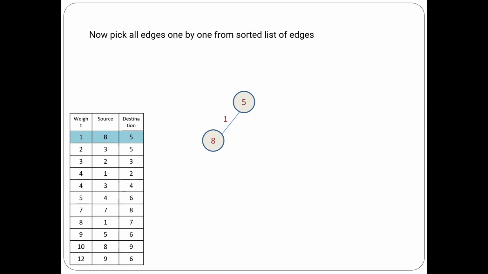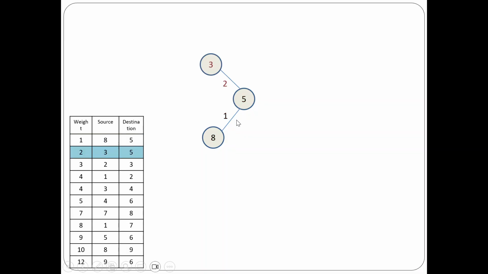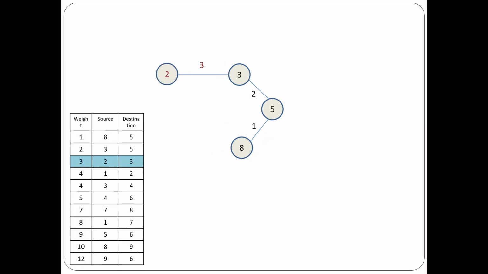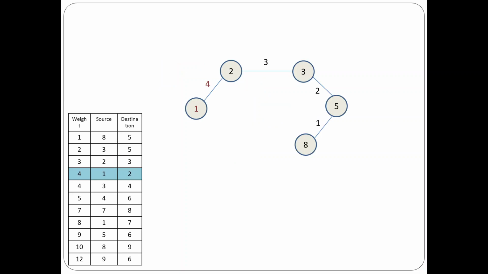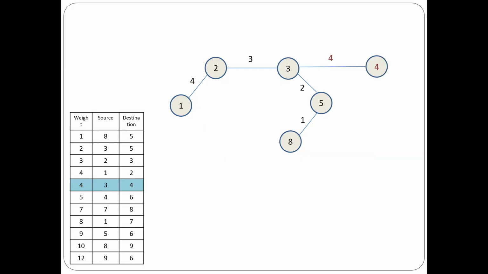Once you finish the first step and form the table, whichever edge has the minimum weight, I'll pick it one by one. The weight value is 1, so as the first step between 8 and 5, I have formed an edge. Then between 3 and 5, I have formed an edge with weight 2. Then between 2 and 3, the weight value is 3. Between 1 and 2, the weight value is 4. And then between 3 and 4, the weight value is 4.